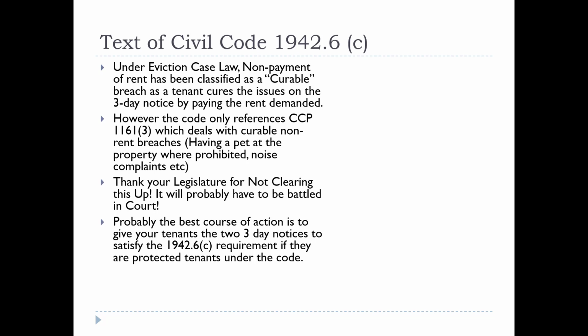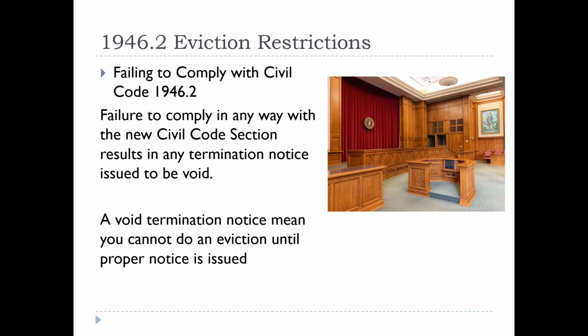under 1946.2. I'm sorry, that code section's off. So it's 1946.2. We'll get that cleaned up later on. Because guess why? Because if a judge disagrees with you that you failed to comply with all the terms of 1946.2, guess what happens? Your notice is void. And guess what? A void notice equals no eviction.